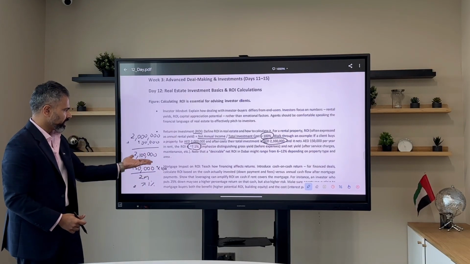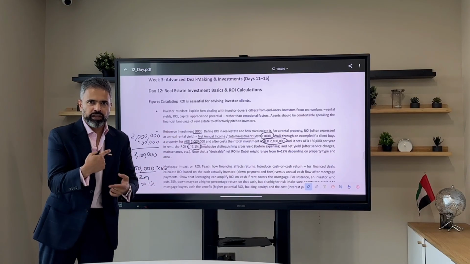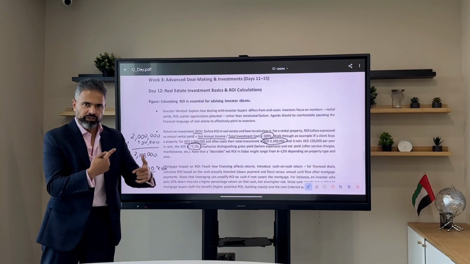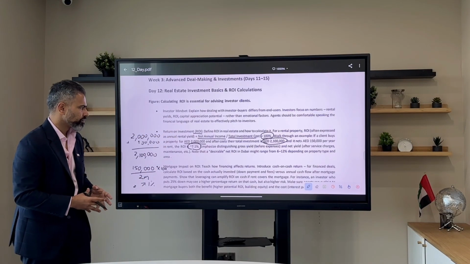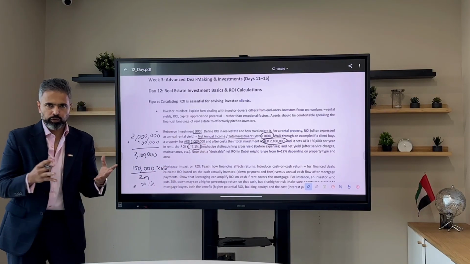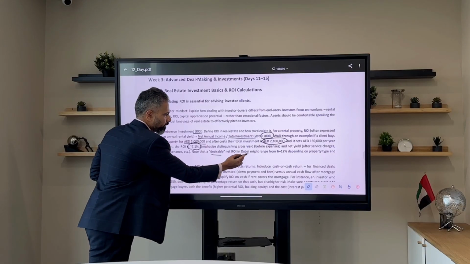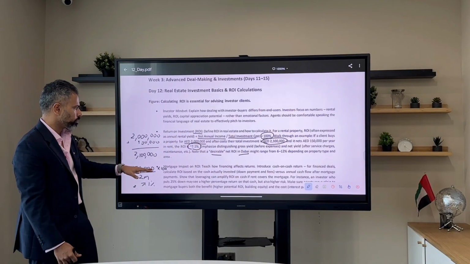You can always tell them that this is the current rental income that we're generating. There are ways to increase it. Every year you can have a certain increase of 5% or 6% or 10%, whatever it may be, based on how the market performs. So that's where the yield will go over time. A desirable ROI, which is something your clients also need to know, in Dubai might range anywhere between 6 to 12% depending on property type and area.